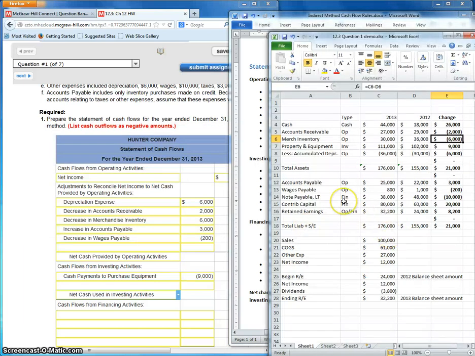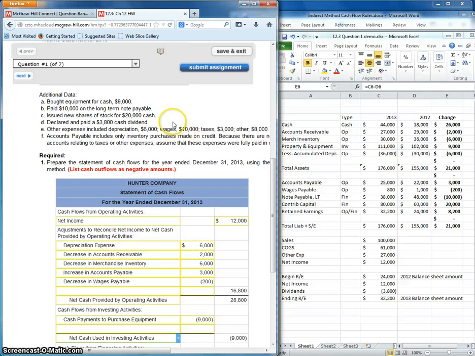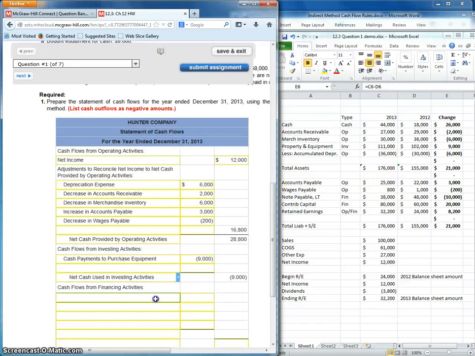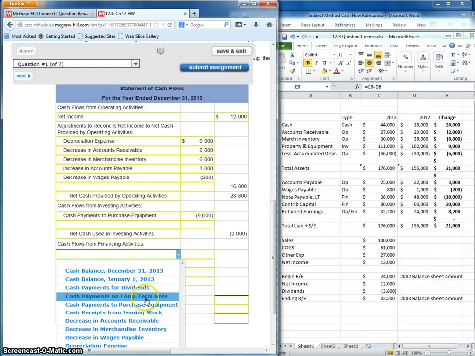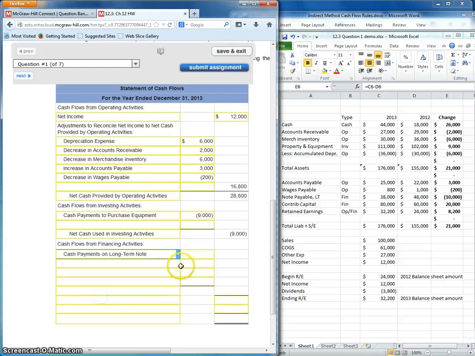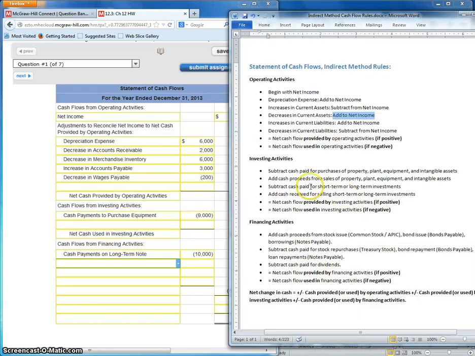Let me start on the balance sheet here. My notes payable, I have a financing activity because that changed. Notice how my notes payable went down by $10,000. Why did that go down by $10,000? Look at your facts. Paid $10,000 on the note payable. So we decreased our note payable, we repaid the loan, so that means some cash went out of the bank. So the cash payment on my long-term note is going to be a negative $10,000. My rules again say subtract cash paid for any loan repayment. So notes payable went down. I repaid a loan. Let's subtract that $10,000.